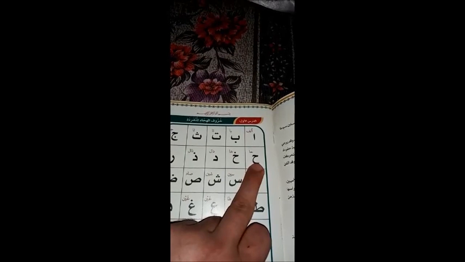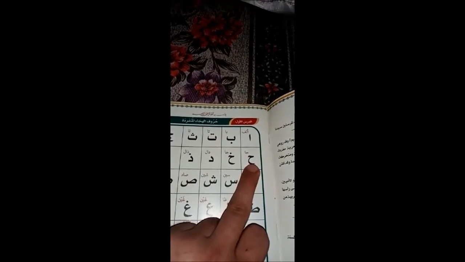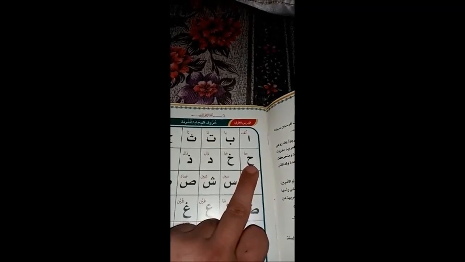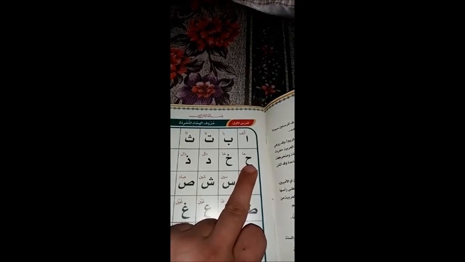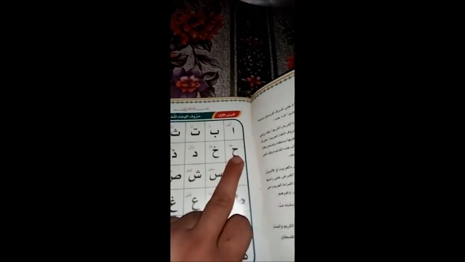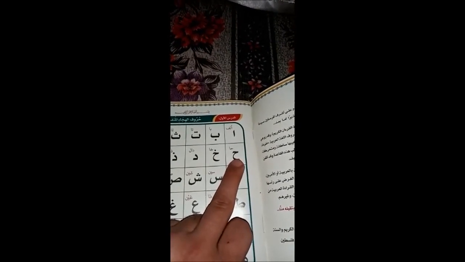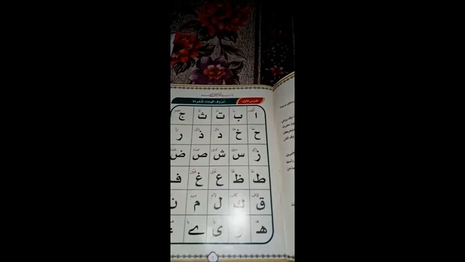Let's take this letter, Jim. It has a dot here, Jim, okay? Ha, without any dots. Many people say it incorrectly. When we say "wa min sharri hasid," it is a big mistake to pronounce it the wrong way, okay?